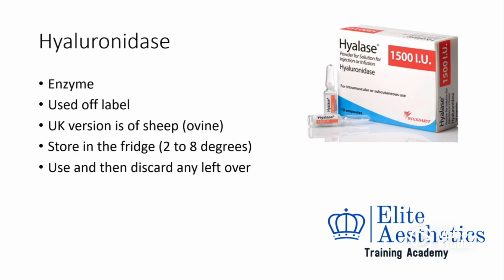You should use whatever you need to use and then get rid of the rest. Don't save any, use and get rid. That's the advice. So it's hyaluronidase. The branded version is called Hyalase. And it does vary in price. I've seen it as little as £15 per vial, and more recently as much as £75 per vial. So it does vary quite a bit. I should have said it's a prescription only drug, so it has to be prescribed.